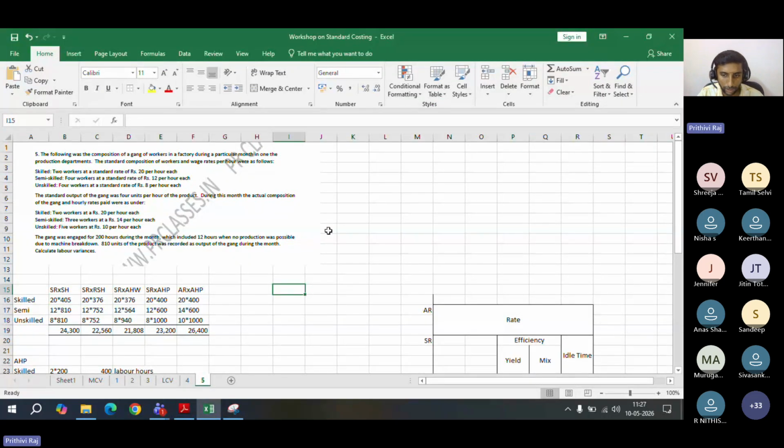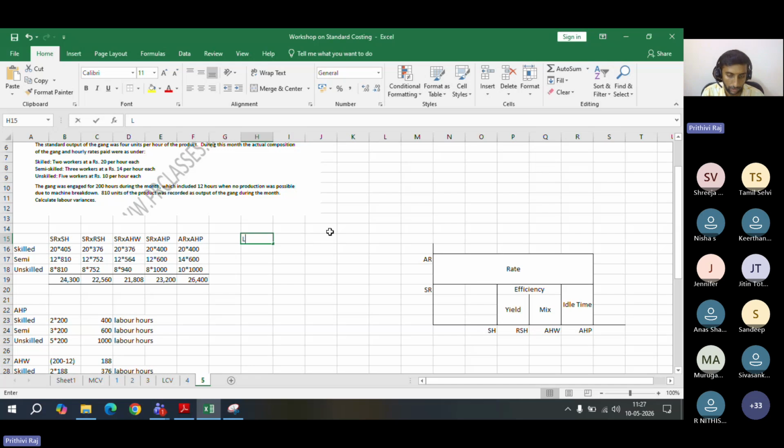Now let's put the formulas and close this. First one is labor cost variance. What's my labor cost variance? SR into SH minus AR into AHP.